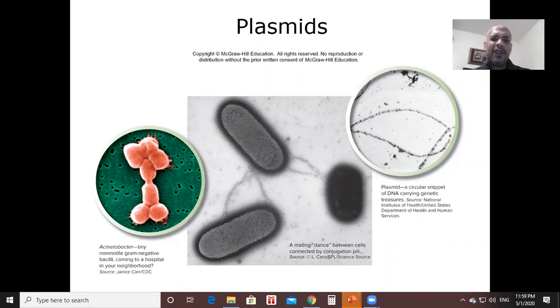So it talks about the genetics in microbials, and so you see here it has plasmids. There's circular snippets, and this shows some microorganisms. They call it a mating dance between cells. They're connected by conjugation pili, which is where they actually transfer their DNA.